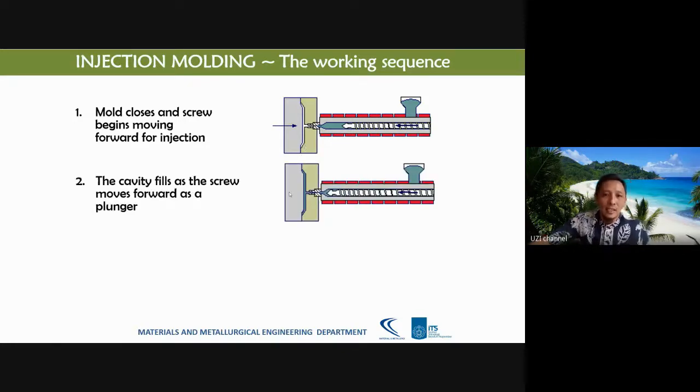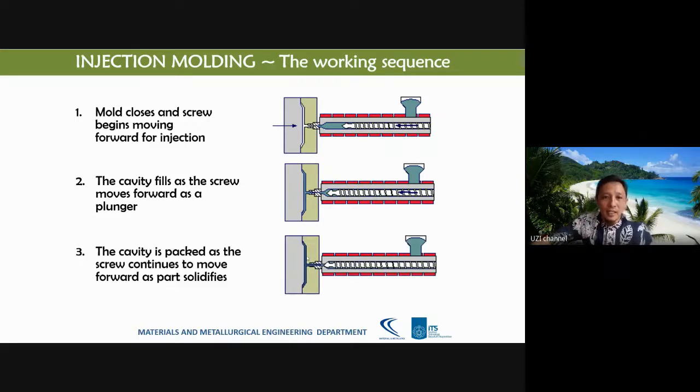Then the cavity within the molding fills as the screw moves towards it, as the plunger. And then the cavity is packed as the screw continues to move toward it as the part solidifies, to ensure that the liquid polymer filled up all the holes in the mold. So no holes remain in the molding.